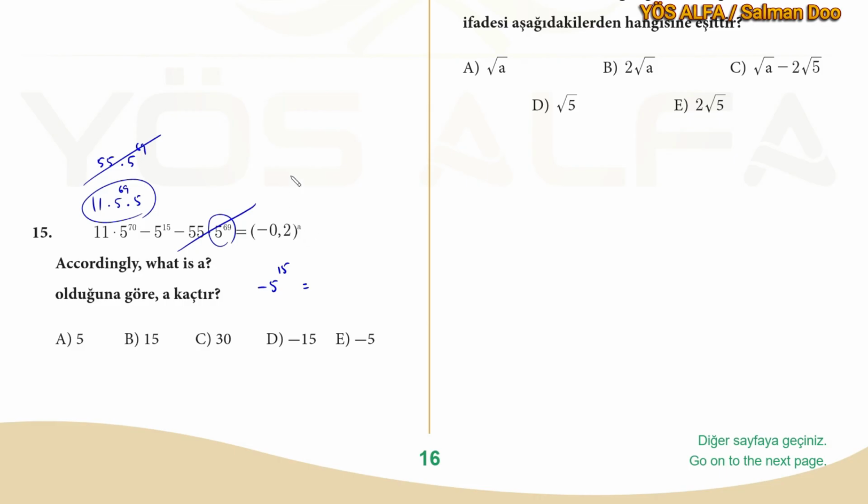On the right hand side of the equation, we can write 0.2 as 2 over 10, which is again 1 over 5. So from here we get minus 5 to the minus A is equal to minus 5 to the 15. Since we have the same bases here, we can equate their powers. So our answer is A is equal to negative 15.